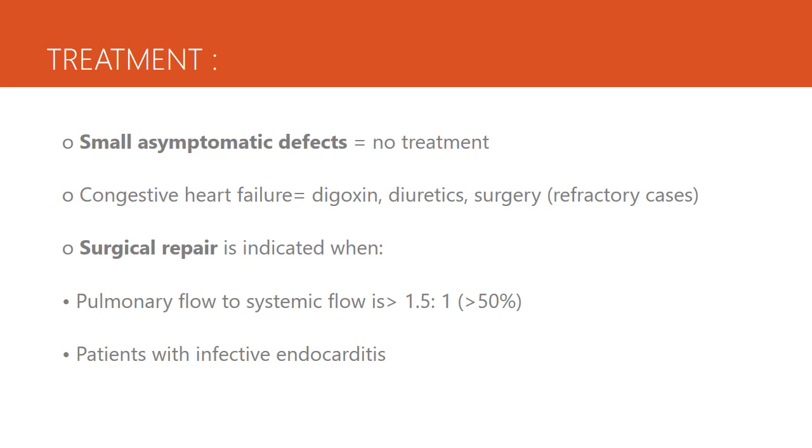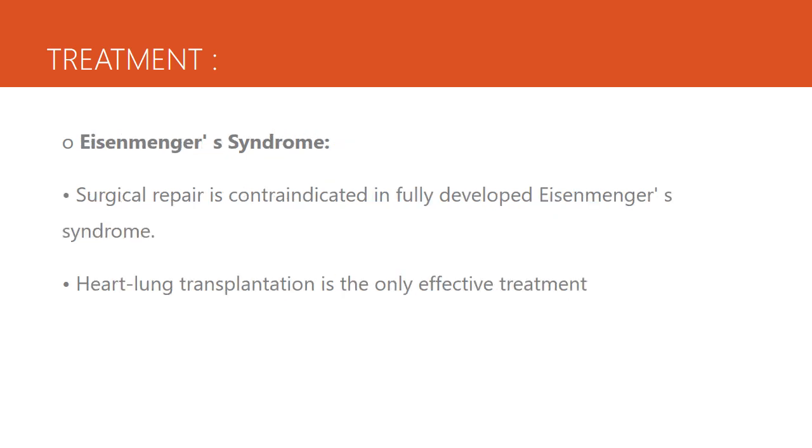The small asymptomatic defect requires no treatment. Congestive heart failure can be treated using digoxin, diuretics, and surgery in refractory cases. Surgical repair is indicated when pulmonary flow to systemic flow is more than 1.5:1, that is more than 50%. Patients with infective endocarditis also require surgical repair. So the surgical repair is contraindicated in fully developed Eisenmenger syndrome. However, heart transplantation is the only effective treatment.